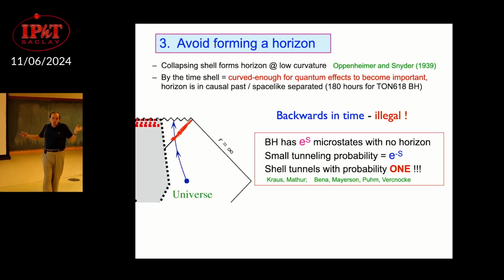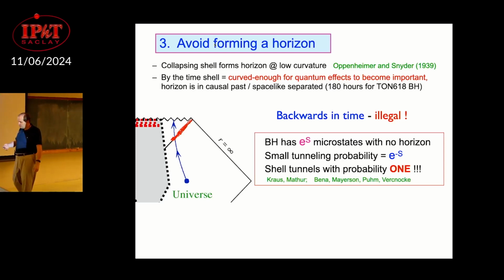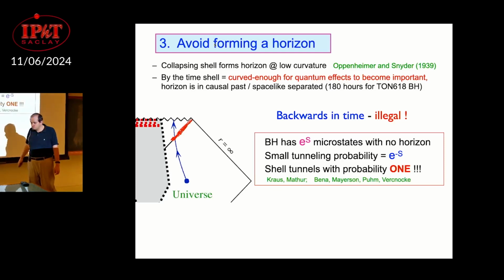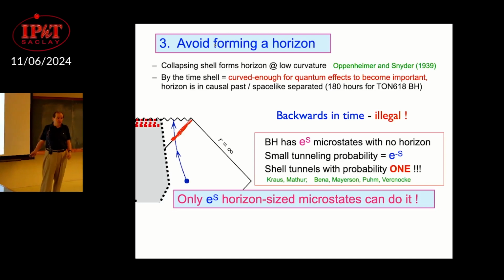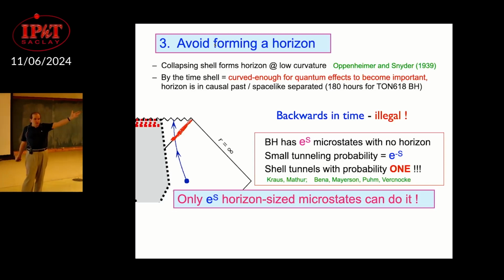So for us, this is confirming that this intuition which Samir and Per Krause have is really the right intuition. It's really that these solutions really have tunneling with the probability 1. And if you don't have e to the S horizon-size microstates, again, if you want to say I'm forming structure at the horizon, if you don't have a huge entropy, if you don't have an entropy of order e to the S, you're not going to form it.